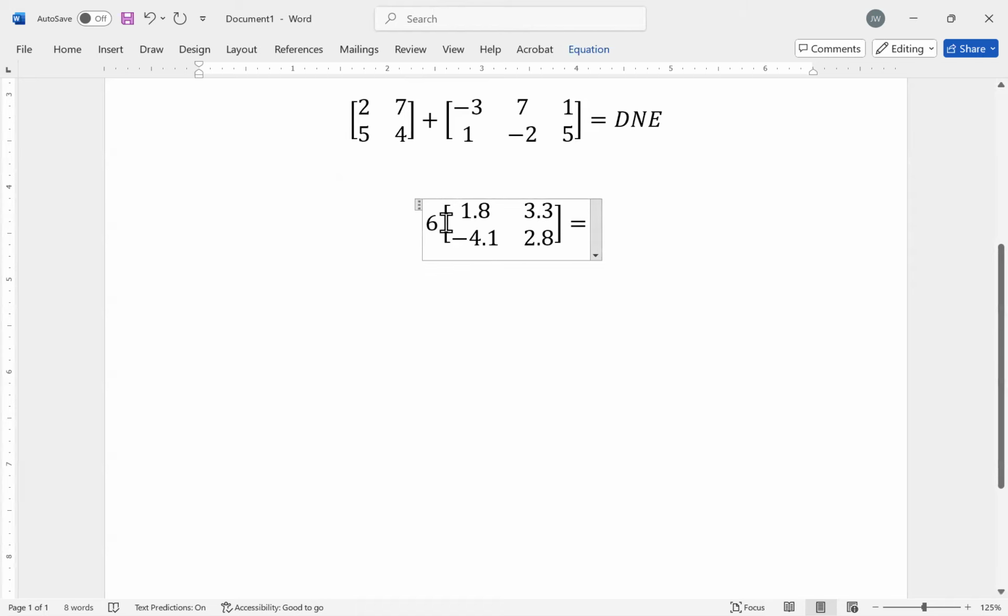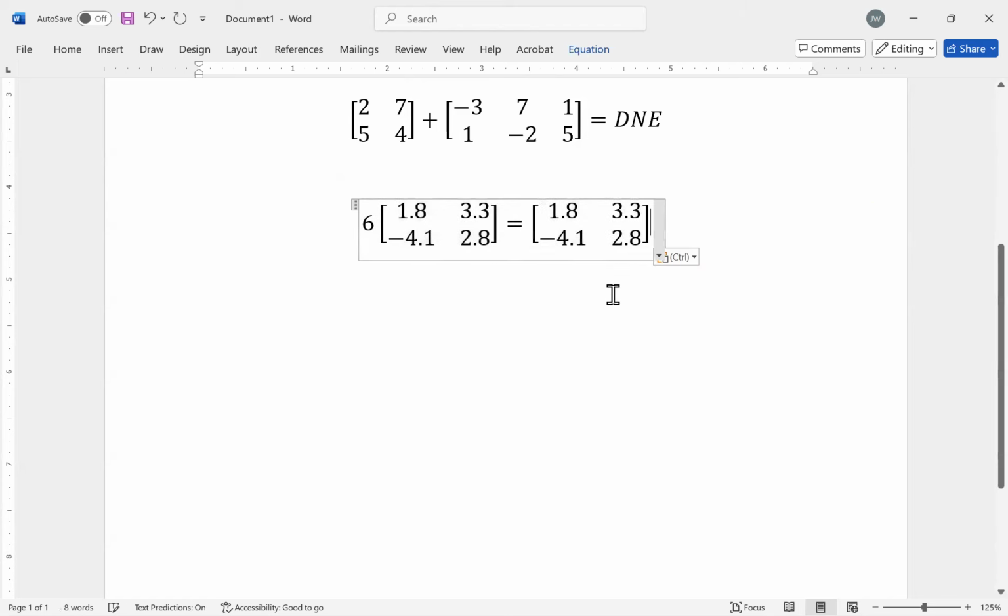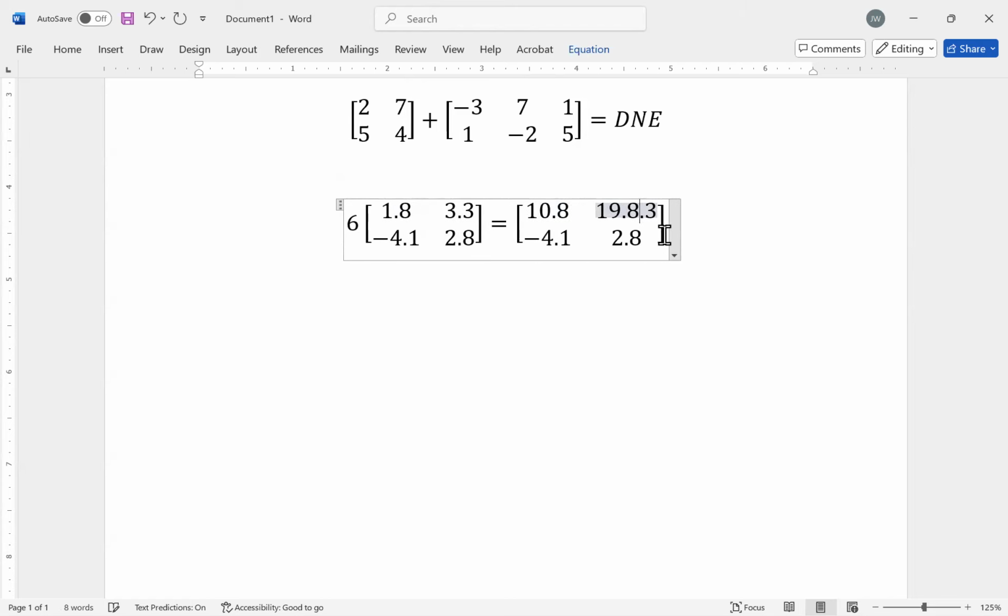For this second problem, all we'd have to do is take each one of these entries and multiply by 6. So 1.8 times 6 is 10.8. 3.3 times 6 is 19.8. Negative 4.1 times 6 is negative 24.6. And 2.8 times 6 is a 16.8. So that's the scalar multiplication of a matrix.